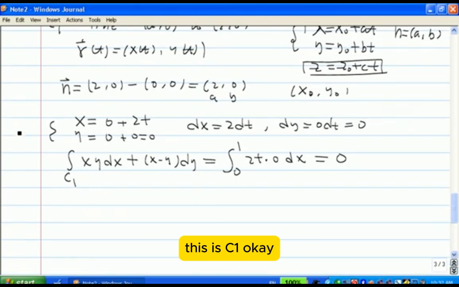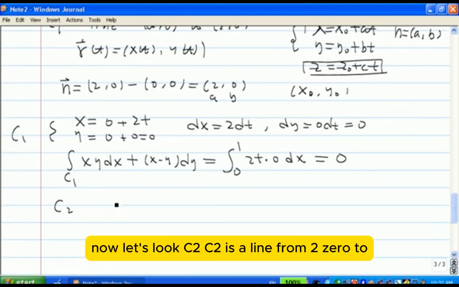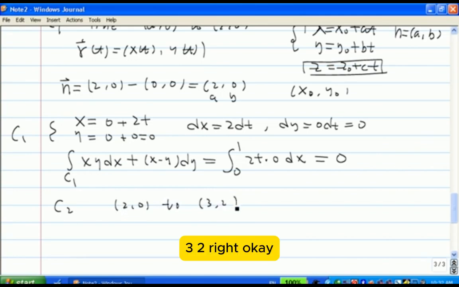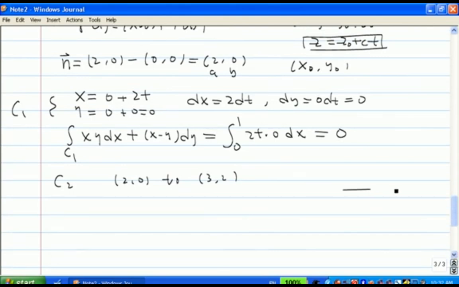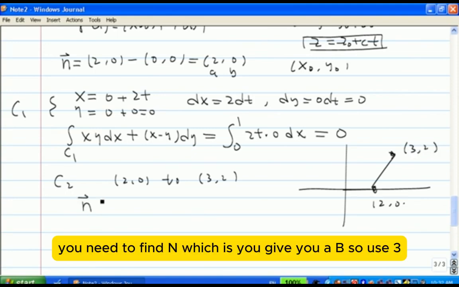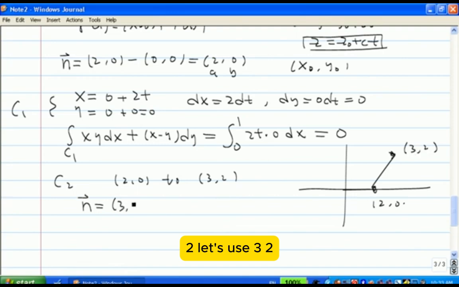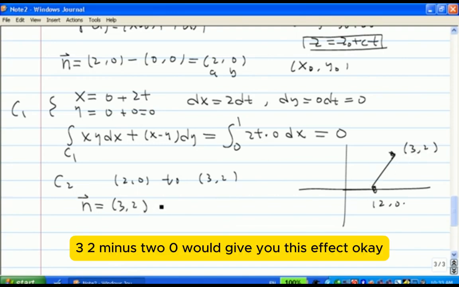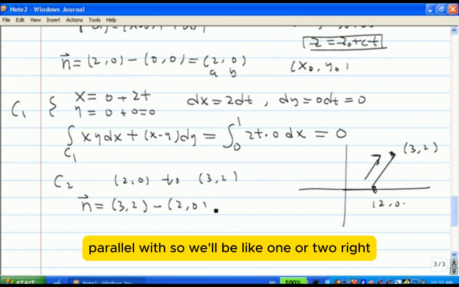And now this is C1. Now let's look at C2. C2 is a line from 2, 0 to 3, 2, right? 2, 0 to 3, 2. How do you find the equation of that? Same thing. You need to find n, which gives you A, B. So let's use 3, 2. 3, 2 minus 2, 0 would give you this vector. This vector will be the vector your line is parallel with. So it will be 1 and 2, right?